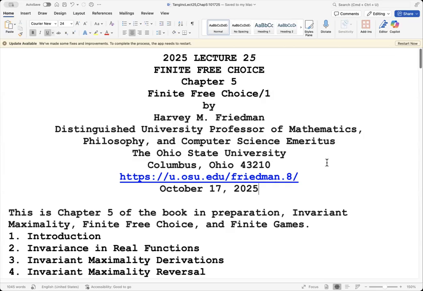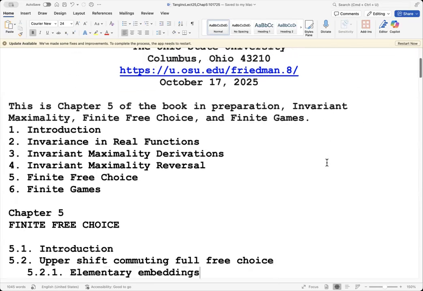All right, so I've changed the title. I've changed the last two chapters. I don't use the word invariance, although it is really still invariance. It's a little different than the invariance in invariant maximality. So that's why I want to maybe make the titles more general, by making the titles of chapters 5 and 6 shorter. So we're talking about chapter 5 today, of course.